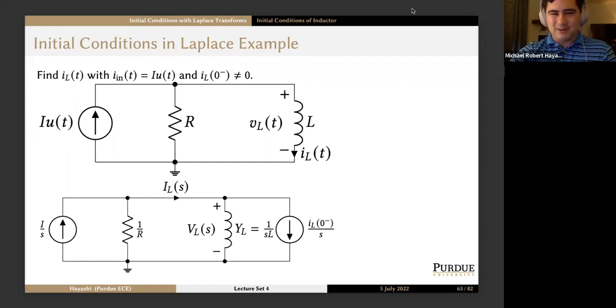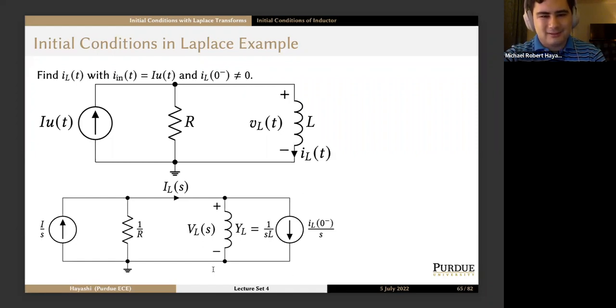So on top, we have the time domain circuit. We're going to take the Laplace transform of everything and get the frequency domain circuit. So we'll get I over s for our step function applied current source. I'll write things with admittances, so R becomes 1 over R in admittance land. This current becomes IL of s into both of these components, which is VL of s, the voltage across the inductor, with admittance 1 over sL.